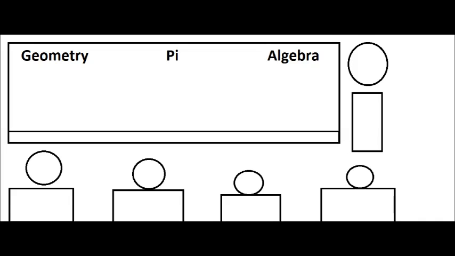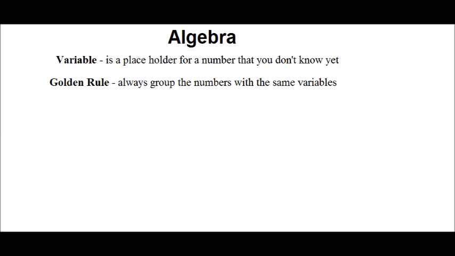Class, today we're going to be learning about three branches of math that we, the people, have been using for many years. Today I'm going to be talking about algebra, pi, and geometry. Let's start with algebra. There is one golden rule in algebra.